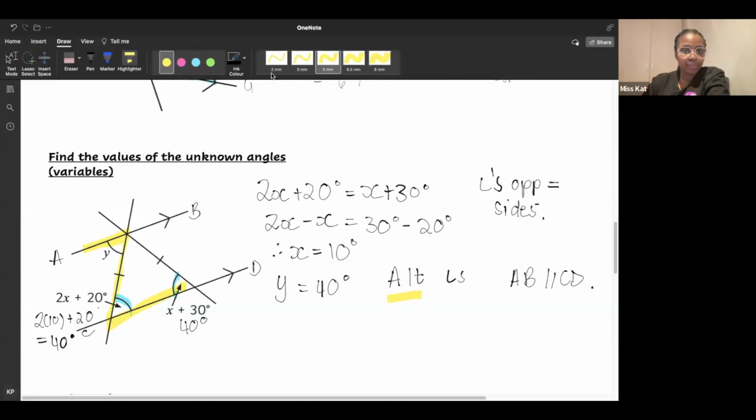Yes, ma'am. So we used the isosceles triangle because we knew it because of this. This tells me the sides are equal, which means the angles are equal. You have to use that, otherwise you can't solve the sum. Okay, ma'am. Thank you, ma'am. You're welcome.